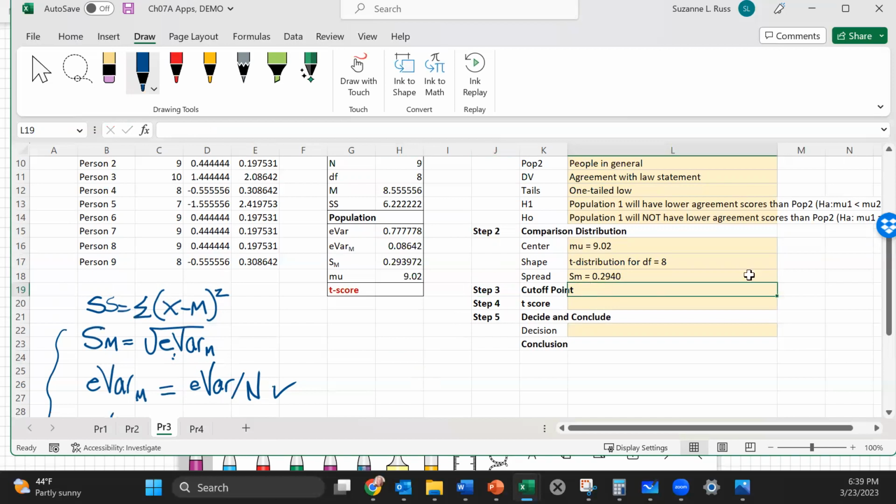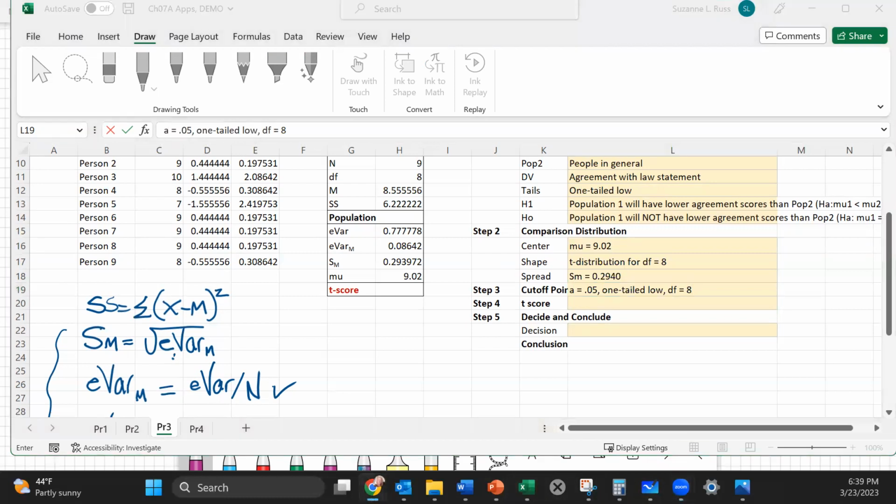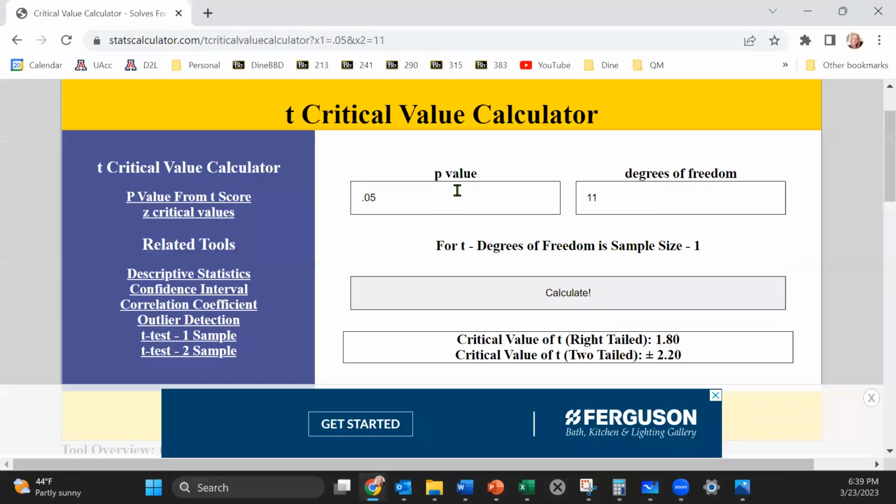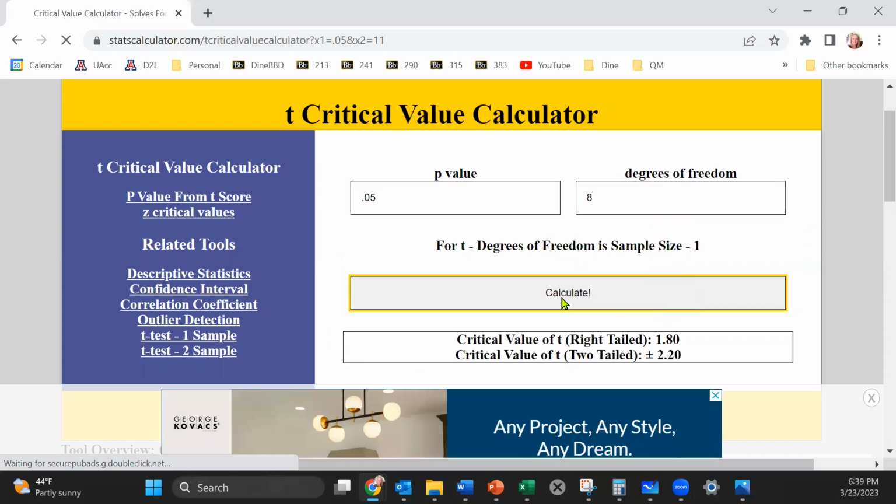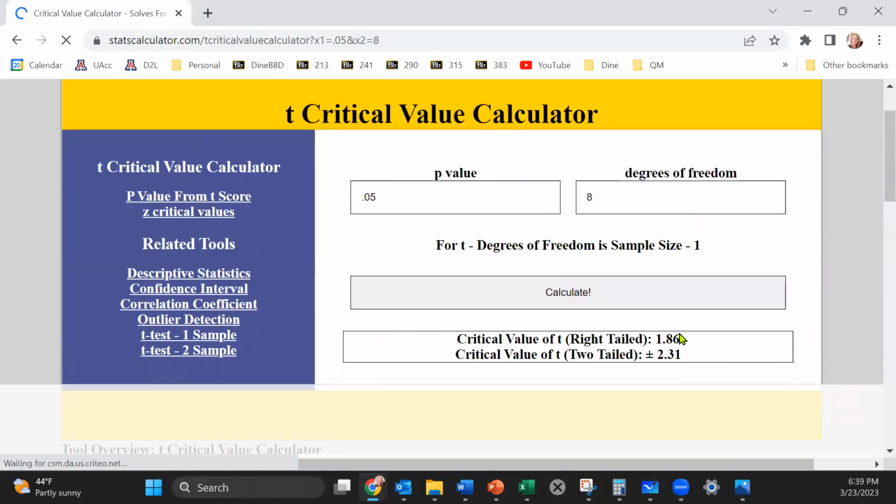Our cutoff point requires us to know alpha equals 0.05, tails, one-tailed low, and degrees of freedom, which equals 8. We can now pull up our calculator. That is our cut point calculator, which is right here. And we can look up. We have the 0.05 there already. We have to change the degrees of freedom to 8 and calculate. And we find that we get a 1.86.